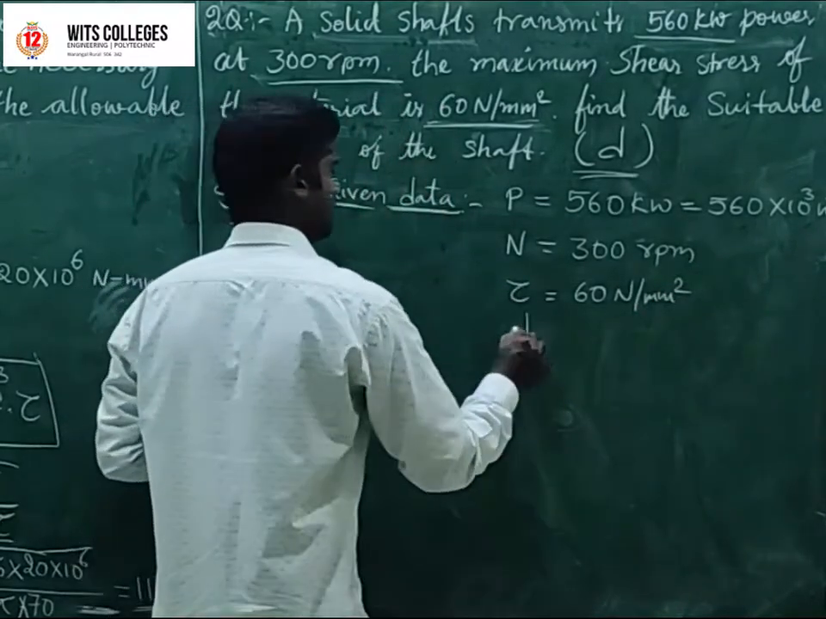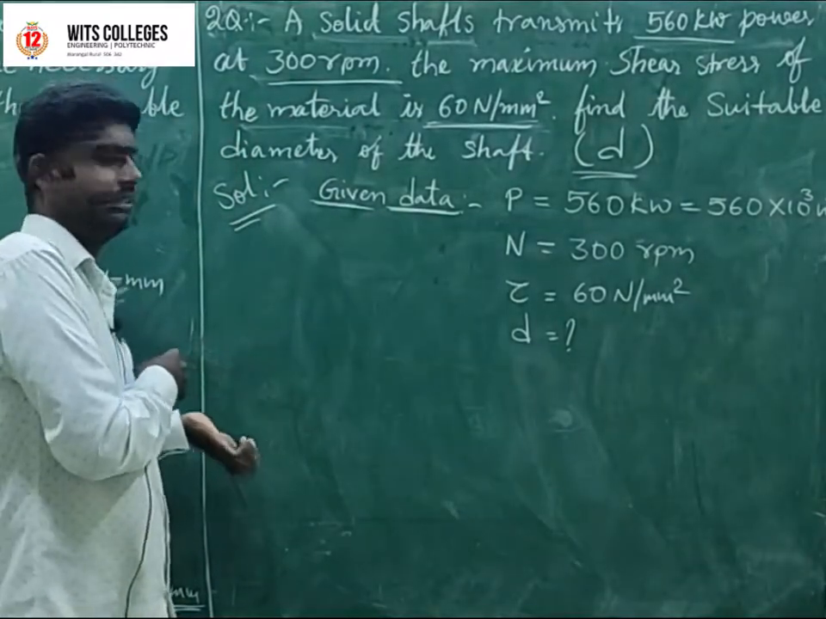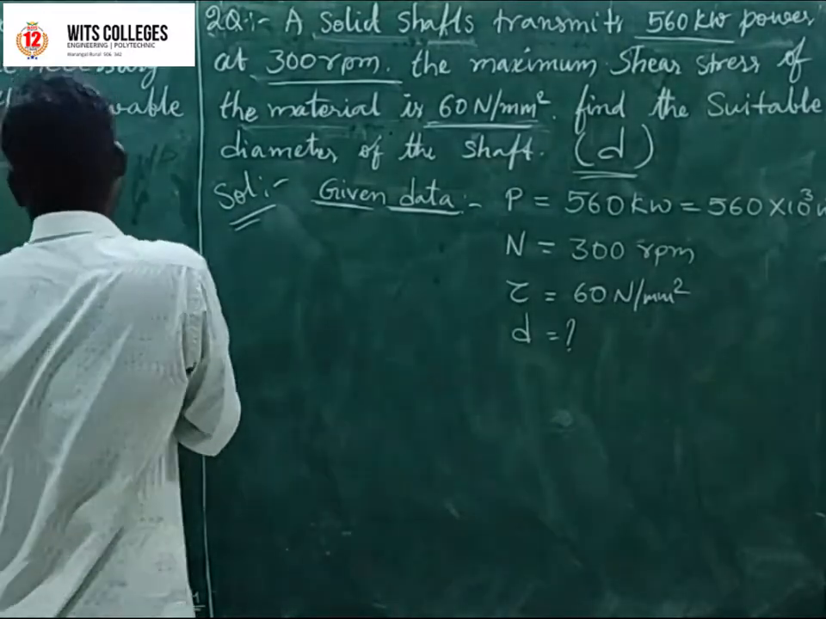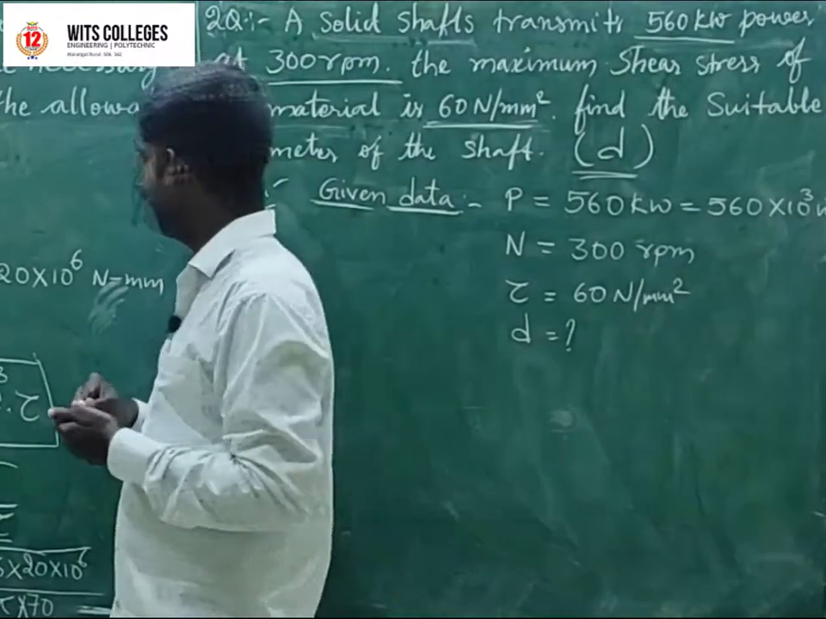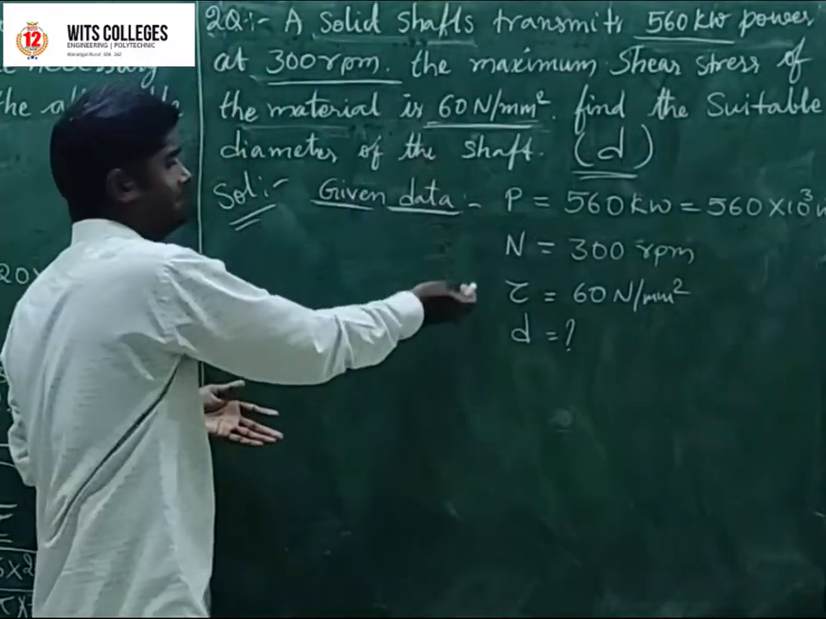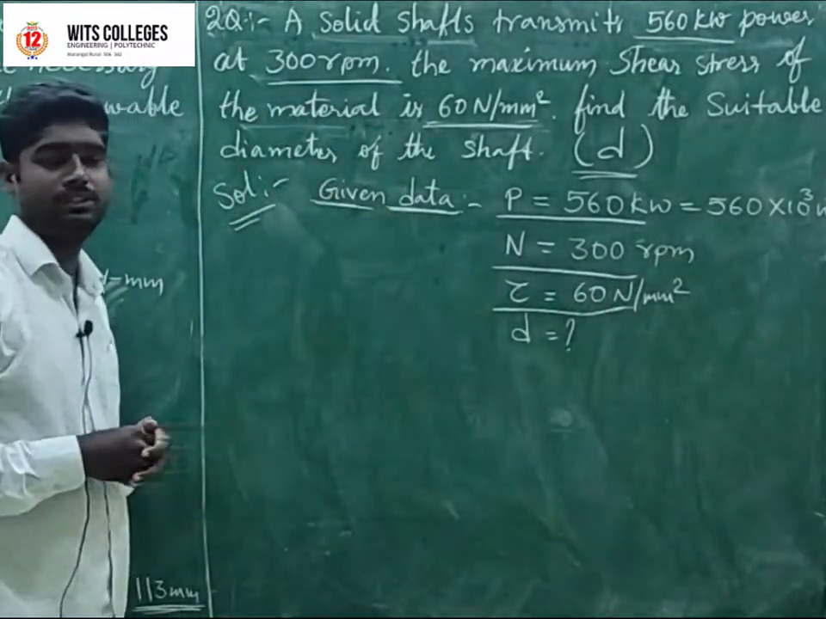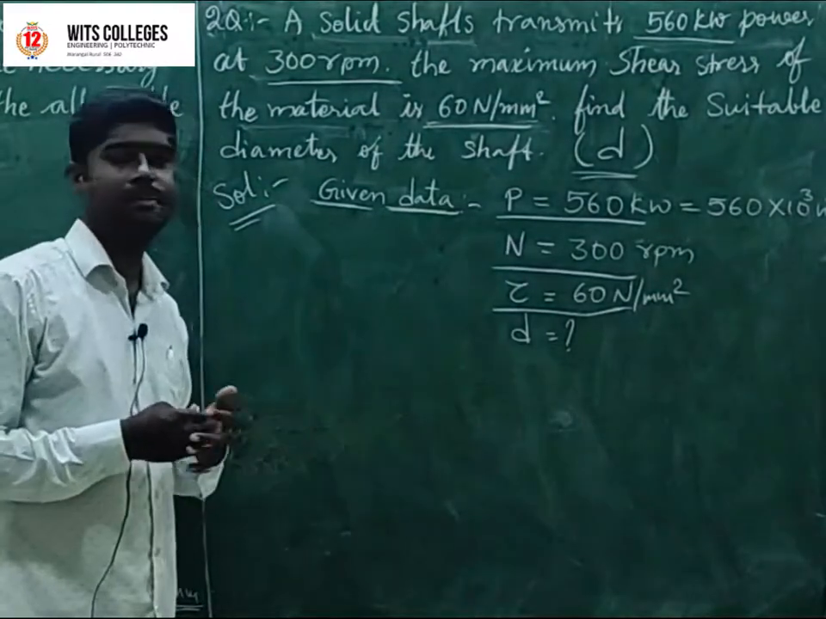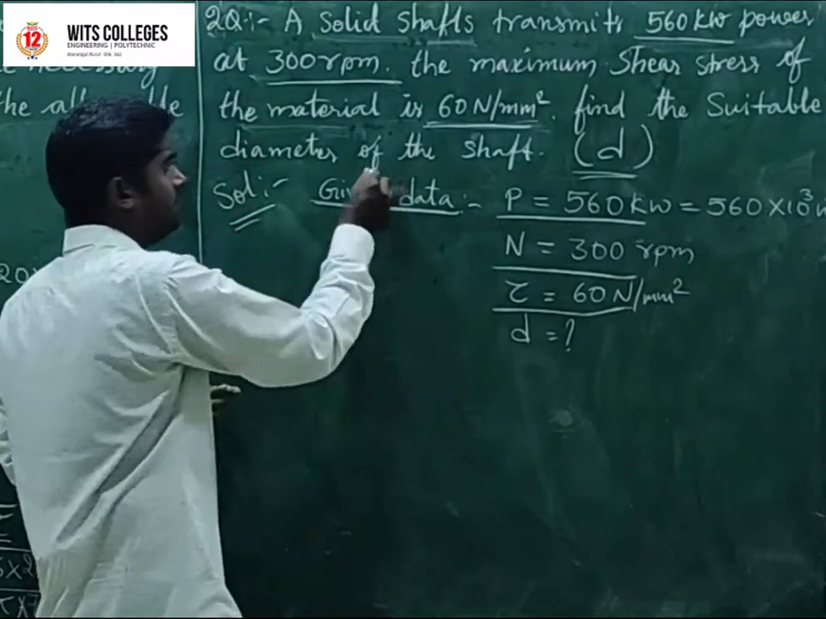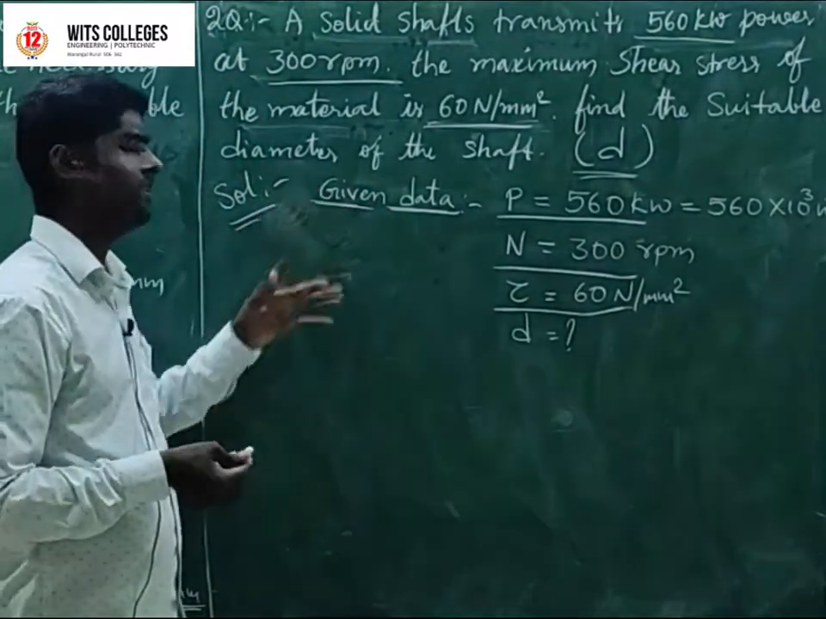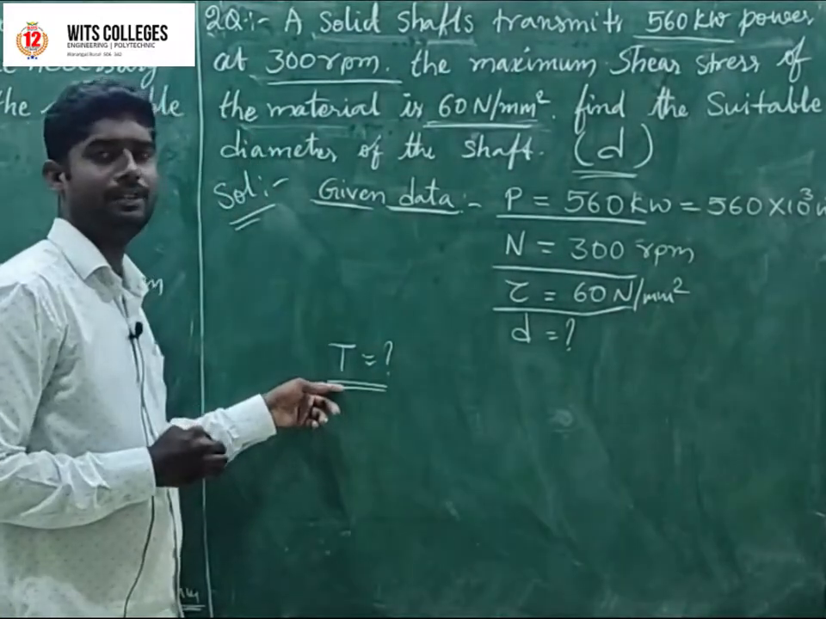Okay, let's find out the diameter. What is the difference between these two questions? In the first question, only the transmitted torque and shear stress are given, and in this second question, power, speed and tau, shear stress, are given. Let's find out the diameter of the shaft. In this question, torque T is not given. That's why we first find out the torque.